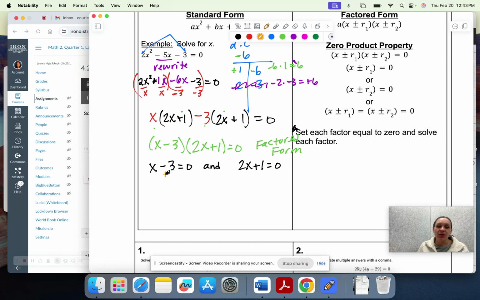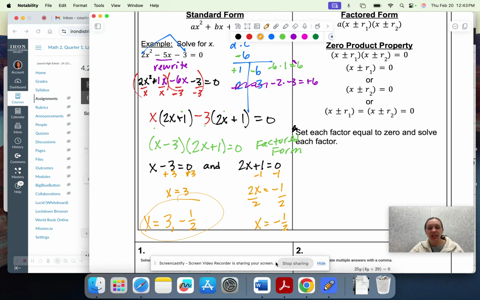So to solve for this one, I'm going to add 3 on both sides. So x equals 3. Then over here, I'm going to subtract 1 and then divide by 2. So x equals negative 1/2. And those are our two answers. So 3 and negative 1/2. So first factor, then solve, just like what we've done before.